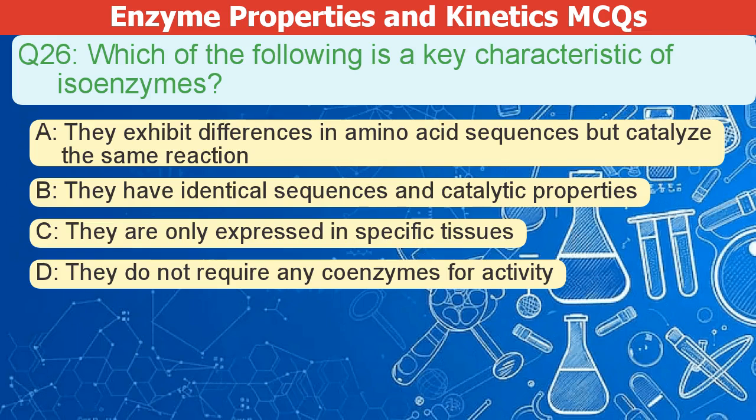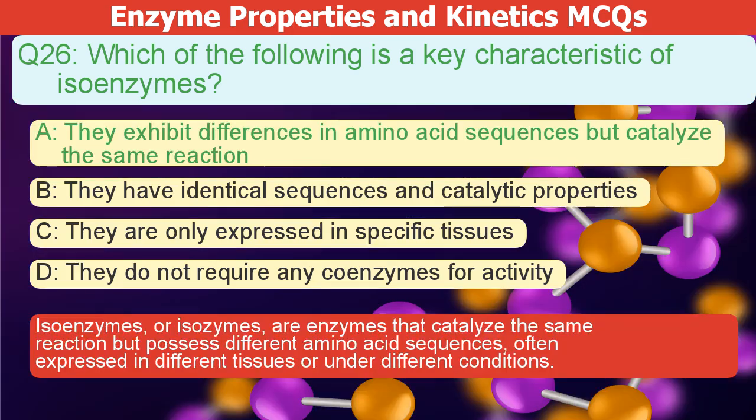Which of the following is a key characteristic of isoenzymes? A. They exhibit differences in amino acid sequences but catalyze the same reaction. B. They have identical sequences and catalytic properties. C. They are only expressed in specific tissues. D. They do not require any coenzymes for activity. The correct answer is A. Isoenzymes, or isozymes, are enzymes that catalyze the same reaction but have different amino acid sequences. Often, they are expressed in different tissues or under different conditions.